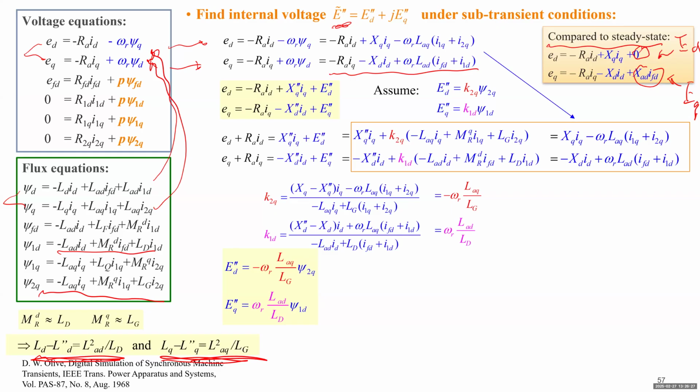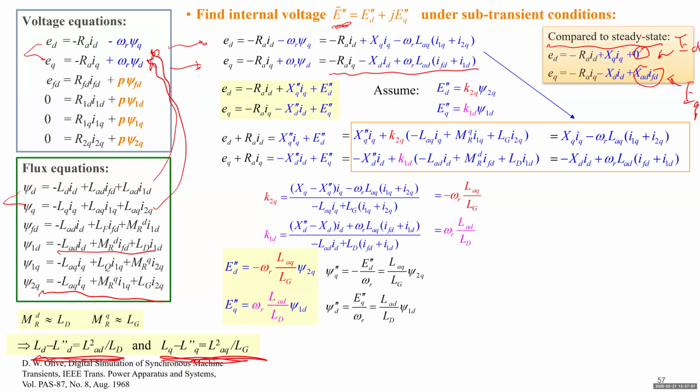LG is actually the self-inductance of the second damper winding in the D axis, in the Q axis, right? And ED double prime is that one. So next, we mentioned this ED double prime is induced by some flux linkage, and we guess that flux linkage will be proportional to Psi 2Q. But if we have to give that flux linkage a name, we can call it Psi Q double prime. Psi Q double prime basically just takes this part.